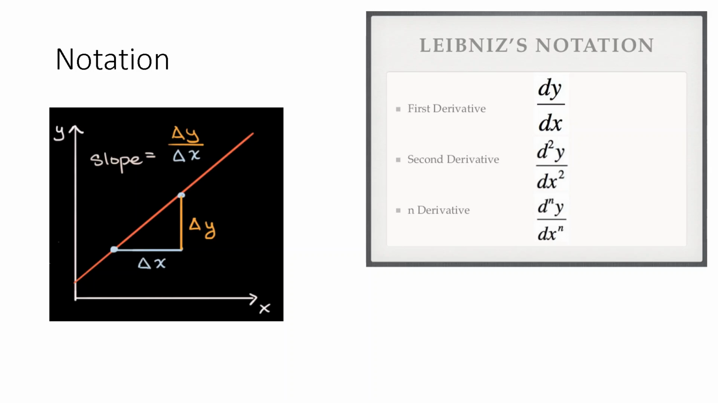So let's talk about notation. The most popular notation is Leibniz notation, and we can see it here, where it's pronounced dy over dx, or the second derivative, d2y over dx squared, or we can go up to the nth derivative.